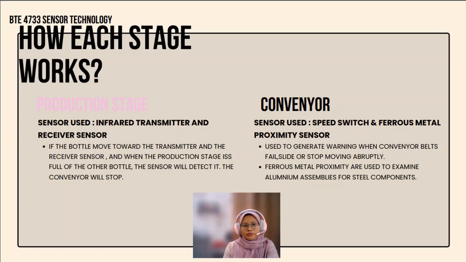On the conveyor, the speed switch sensor is used to generate a warning when the conveyor belt fails, slides, or stops moving abruptly. Ferrous metal proximity sensors are used to examine aluminum assemblies for steel components. They are also used in manufacturing lines to monitor the location, spacing, and alignment of moving components. The transfer cover is usually closed down as a safety precaution. A limit switch will be closed when the transfer cover is closed down.